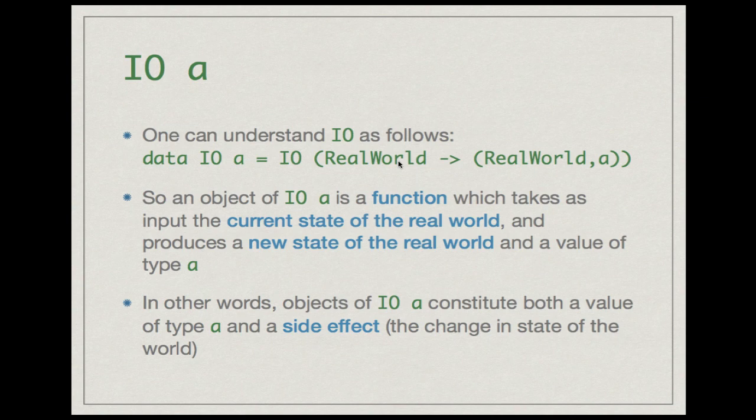Assume that there is a type which represents all states of the real world. So we can think of IO as taking as input the current state of the real world and producing a new state of the real world due to side effects, and also producing a value of type A. In other words, objects of IO A constitute both a value of type A and a side effect, namely the change in state of the world.